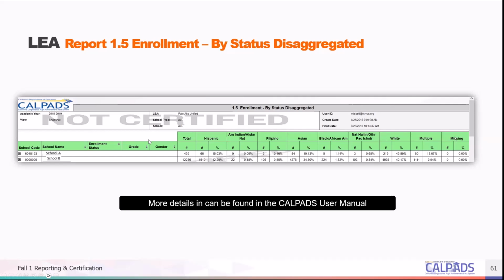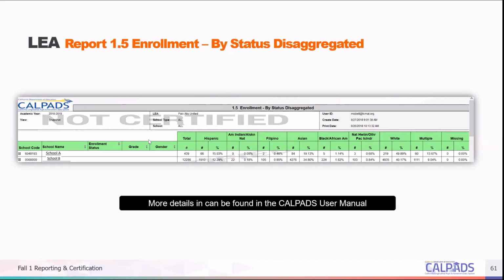Multiple means more than one race was reported. And missing means the race and ethnicity were both reported as missing, or the missing indicator was selected. That's what they're called, the Hispanic missing indicator would be yes, and the race ethnicity missing indicator would be yes. If a student is Hispanic and no race is reported, they'll be counted in Hispanic. If a student has a race reported and is not Hispanic, the race is reported. And this is a supporting report.